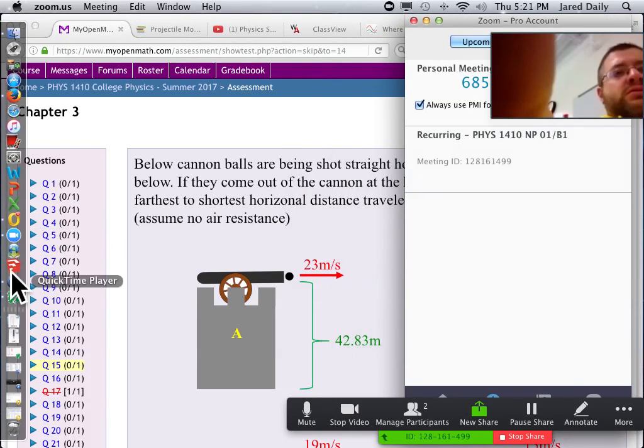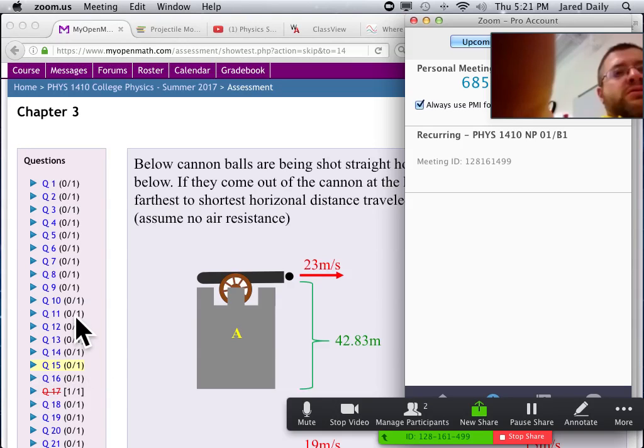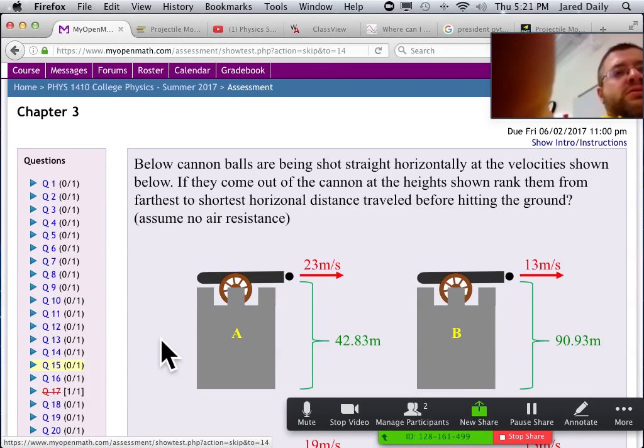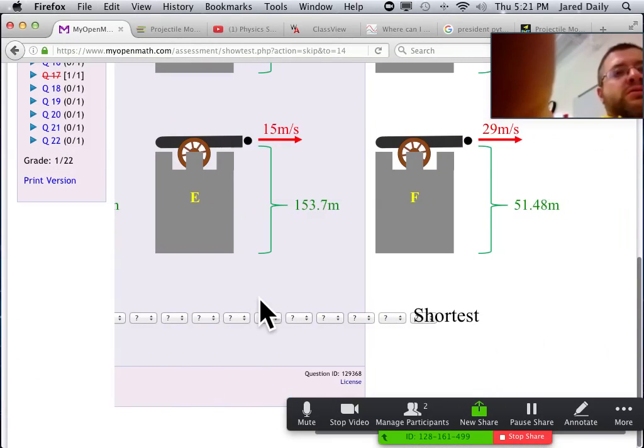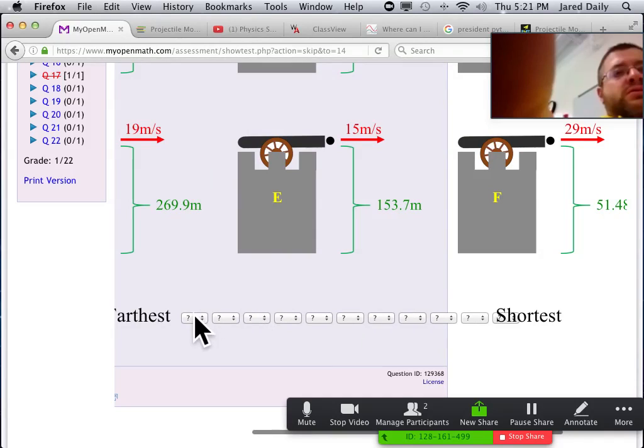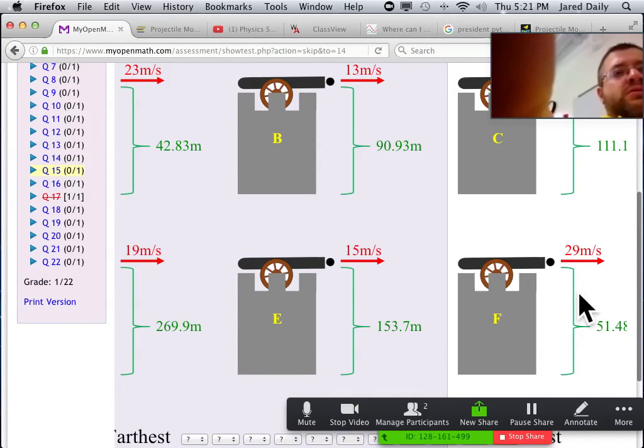And on number 15, it has more than just 5 slots for answers, but I'm pretty sure there's only 5 candidates. 1, 2... there's 6 candidates. There's 11 slots: 1, 2, 3, 4, 5, 6, 7, 8, 9, 10, 11. And there's only 6 candidates.